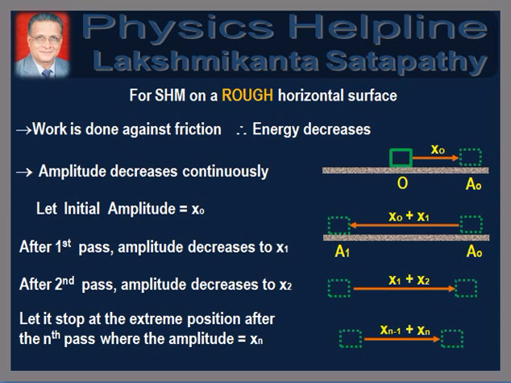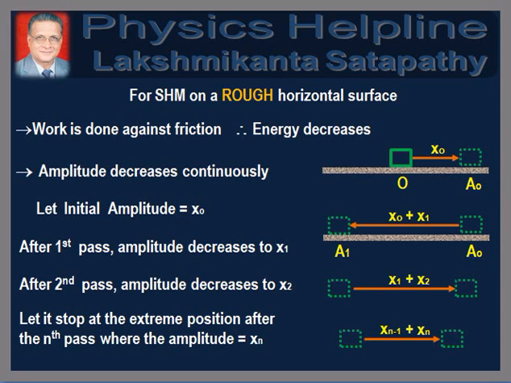When the surface is rough, work is done against friction. Due to this, total energy of the system decreases continuously, which implies amplitude of oscillation gradually decreases. Let the initial amplitude be x0 on the right. When released, the block passes the mean position O and reaches the extreme position on the left where the amplitude is equal to x1, which is less than x0.